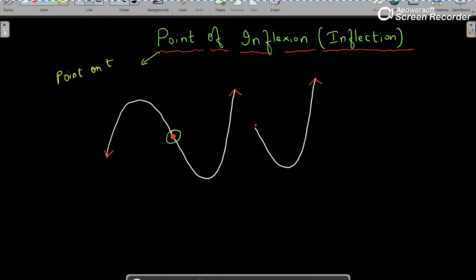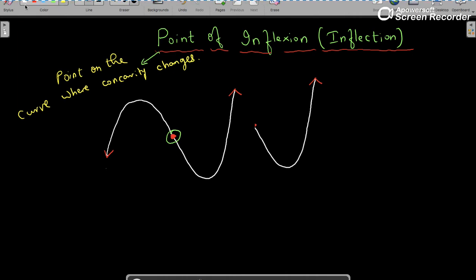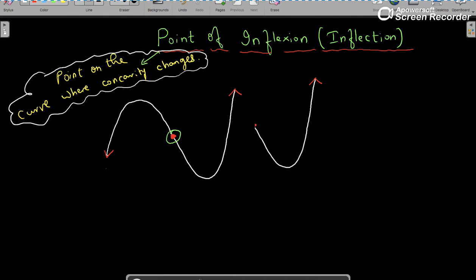So the point of inflection is the point on the curve where concavity changes. Now there are different curves which have different points of inflection. This word is sometimes replaced with inflexion. So let us see the different types of points of inflection which exist in the branch of mathematics.